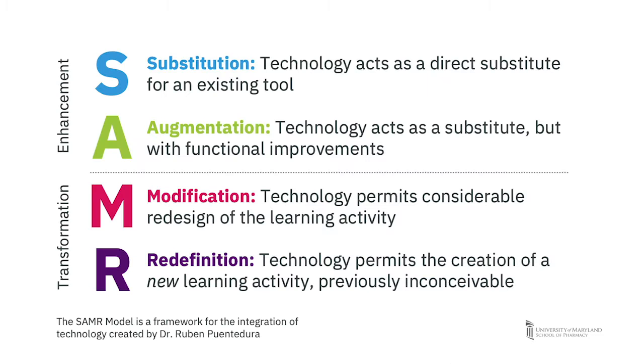The SAMR model is an approach for integrating technology into the classroom. Each of the letters, SAMR, stands for a sort of deeper extent of integrating technology into the learning activity. So S is substitution, A is augmentation, M is modification, and R is redefinition.